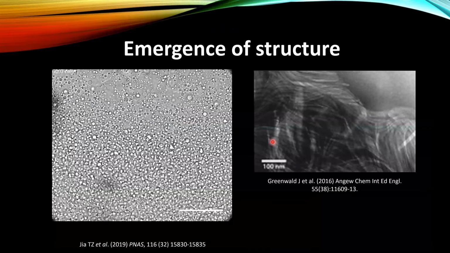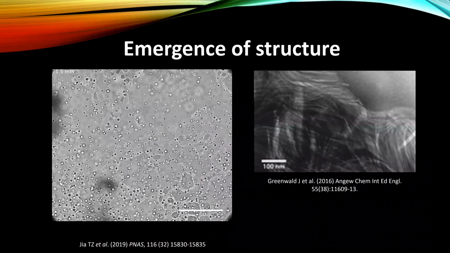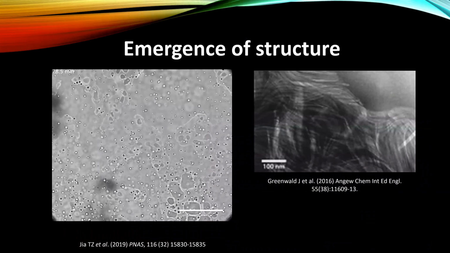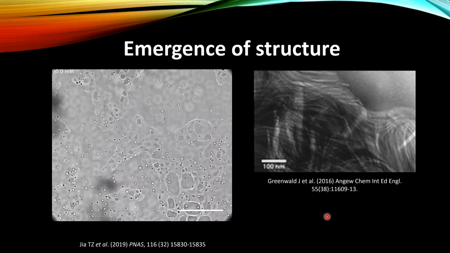And we can see emergence of structures very easily in simple reactions. Here on the left is work from Jim Cleaves' group showing formation of microdroplets after heating a mixture of different hydroxy acids together. And here on the right is work from Jason Greenwald showing that volcanic gas carbonyl sulfide led to condensation of amino acids into peptides that form these tertiary structures that resemble amyloids that we see in today's biology.